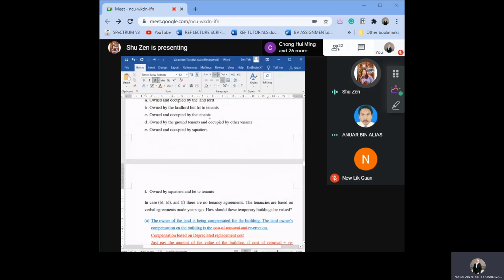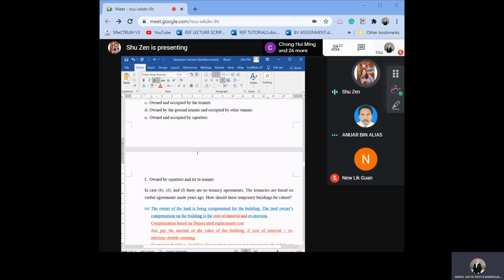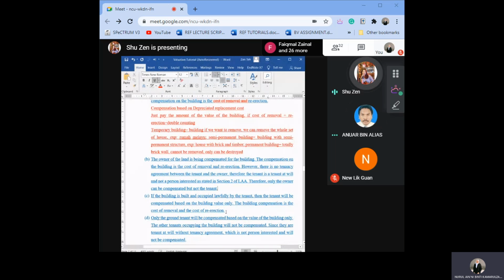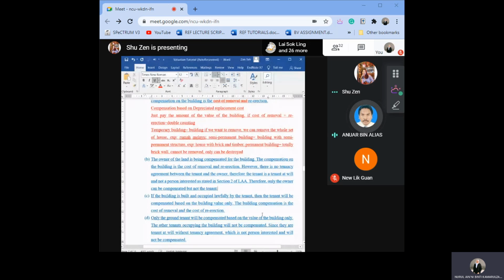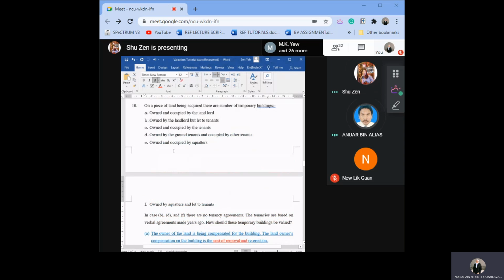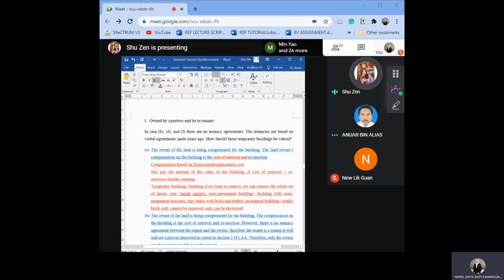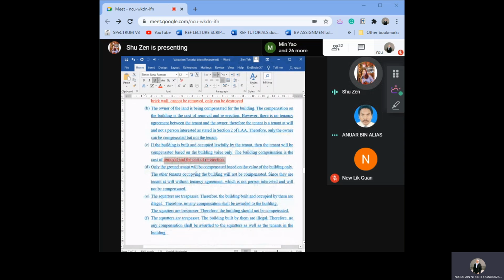The third one is owned and occupied by the tenants. If the building is built and occupied lawfully by the tenants with the permission of the landlord, the tenant's building will also be compensated based on depreciated replacement cost. Based on your answer here, you gave cost of removal and cost of re-erection. This is the front part where I made a mistake, so I will correct it. Okay, that's correct. D: owned by the ground tenants and occupied by other tenants. It also states no tenancy agreement, only verbal agreements, and therefore only the ground tenants will be compensated.